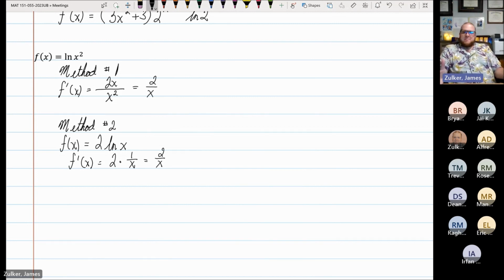For this problem, it really didn't matter. They were both relatively simple in terms of the algebra required. However, you may come across some log functions where, algebraically speaking, it's going to be a lot simpler to first use the laws of logarithms to rewrite the function before you take the derivative. And I'll see if I can find some good examples of that.